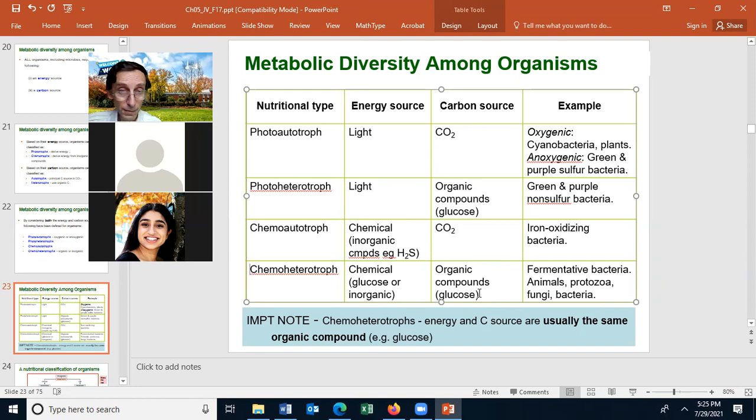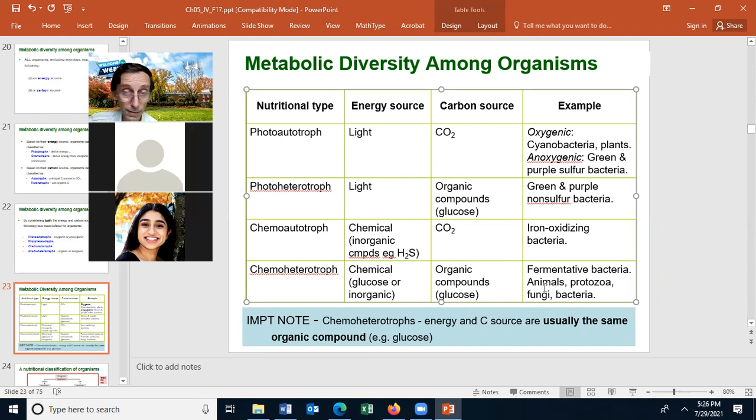We get our carbon source from molecules like glucose, and we get our energy source from molecules like glucose. Oftentimes, chemoheterotrophs have the same molecule being their energy source and their carbon source. But that isn't always required. For some of the chemosynthetic bacteria, if they're chemoheterotrophs, they get their carbon source from a molecule like glucose, but they can get their energy source from another molecule, such as iron or ammonia. And we'll talk a little bit about those.